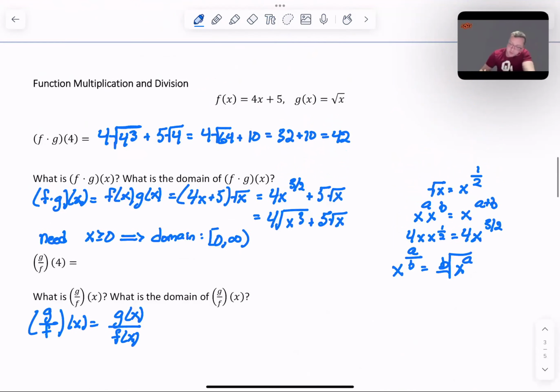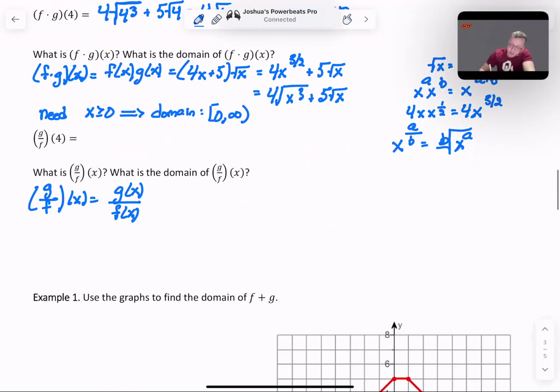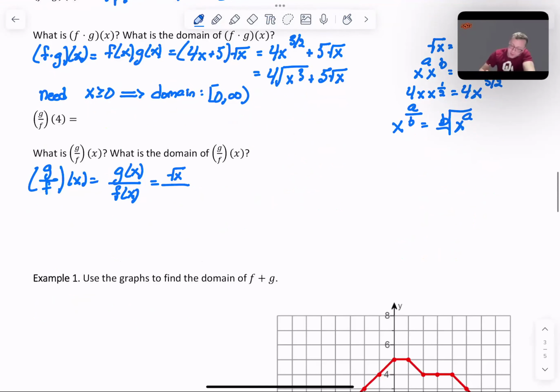So what was g of x? It's the square root of x. And what was f of x? 4x plus 5. Now, that is the simplest it can get. But this one is kind of a trick because you'll figure out in a second.